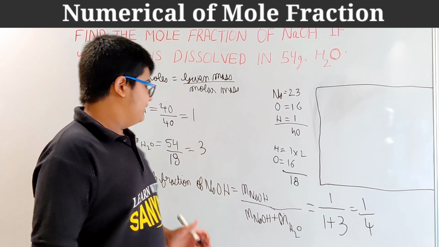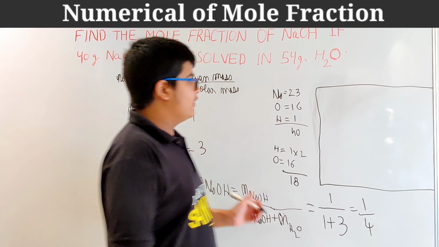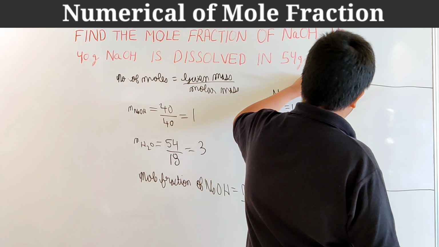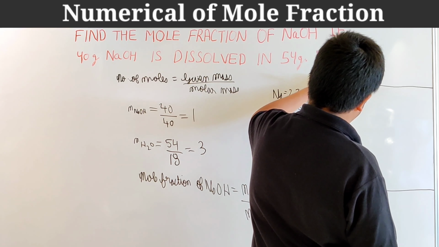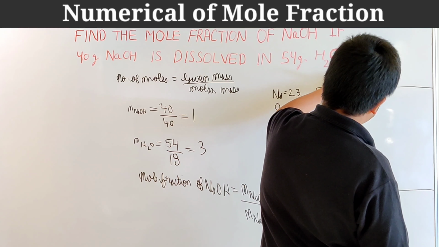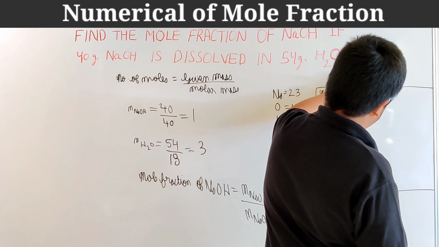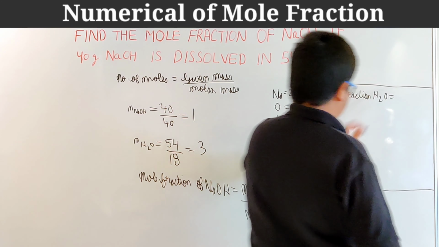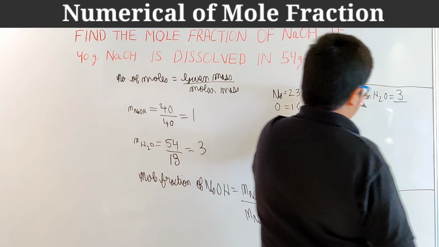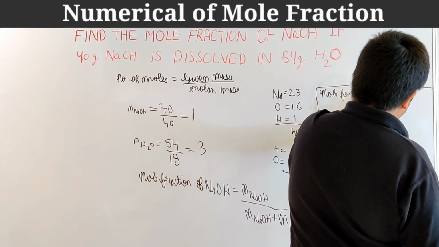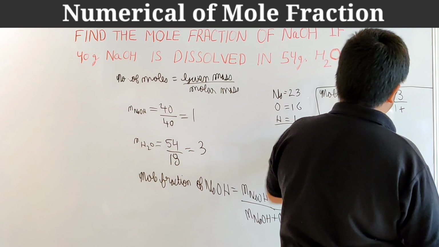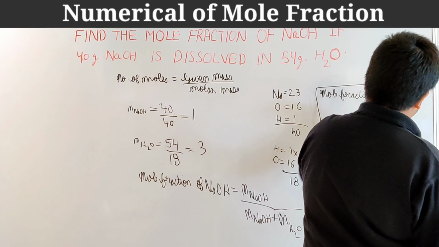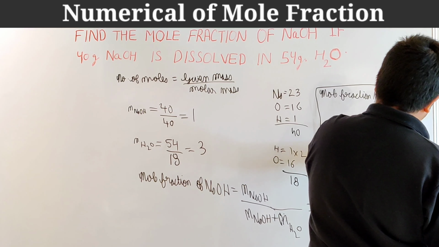Similarly, we can find the mole fraction for water. So mole fraction of H2O will become number of moles of H2O, that are 3, upon number of moles of NaOH, that is 1, plus number of moles of H2O, that is 3. So it will become 3 upon 4.